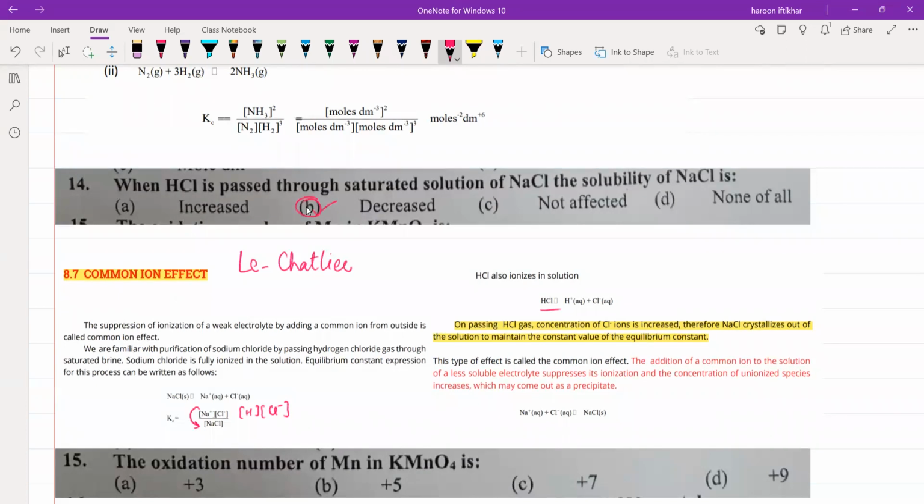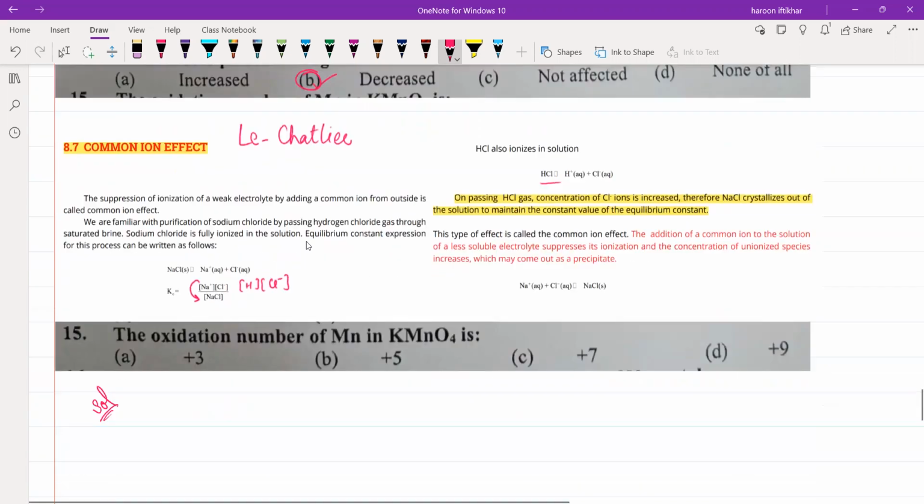Remember that when we pass HCl gas, we get sodium chloride precipitates. This is also one of the industrial methods to purify a sample of sodium chloride, and this topic is also present in the practical copy as well.